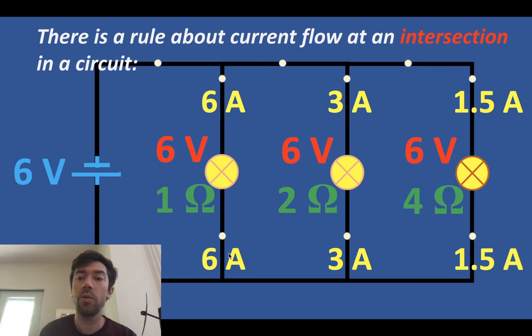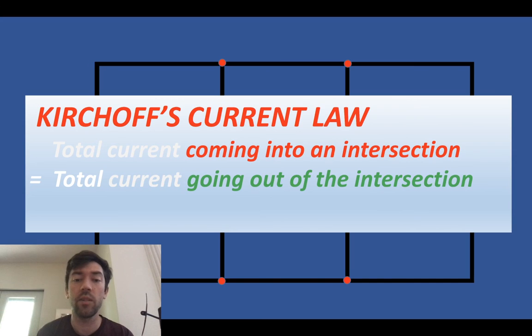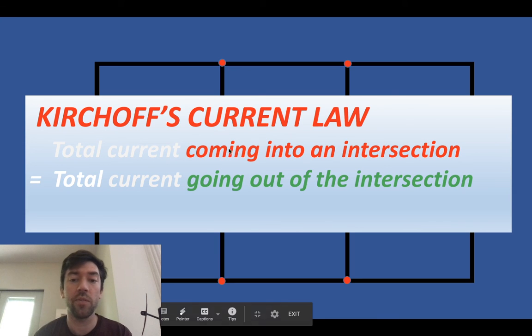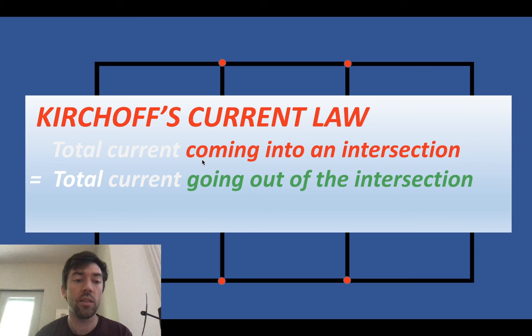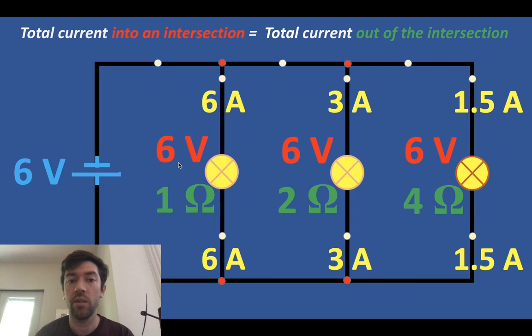Now, this is an important rule. This is a rule about the current flow at an intersection in a circuit. So let's focus on these intersection points here, here, here, and here. And the law, which is known as Kirchhoff's current law, is that the total current coming into an intersection is equal to the total current going out of the intersection. And let's look at an example of how that works.